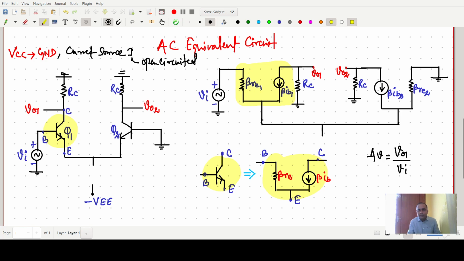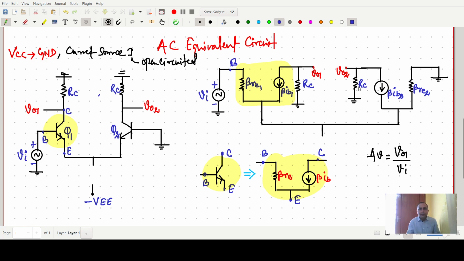Just try to understand it. This is our base in, and the base in is connected to the input. So the input is there, and at the collector we are taking the output, so output V01 is there. And RC we have to draw down here, so RC is there.